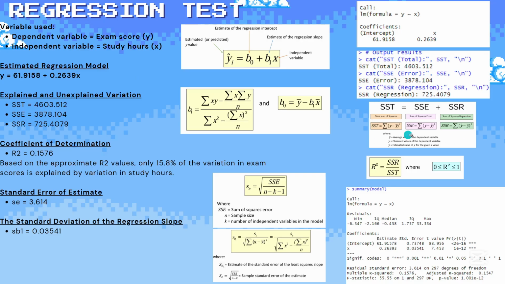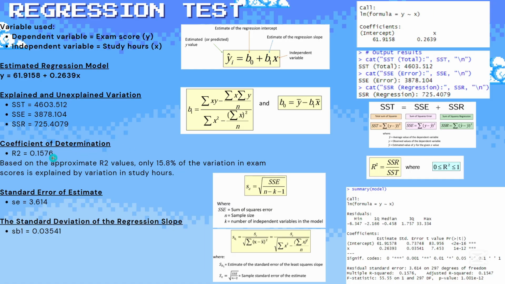This is the explanation. SST is the total sum of squares, SSE is the sum of squares error, and SSR is the sum of squares regression. For this one, we also use RStudio software, and for the output, SST is 4603.512, SSE is 3878.104, and SSR is 725.4079.